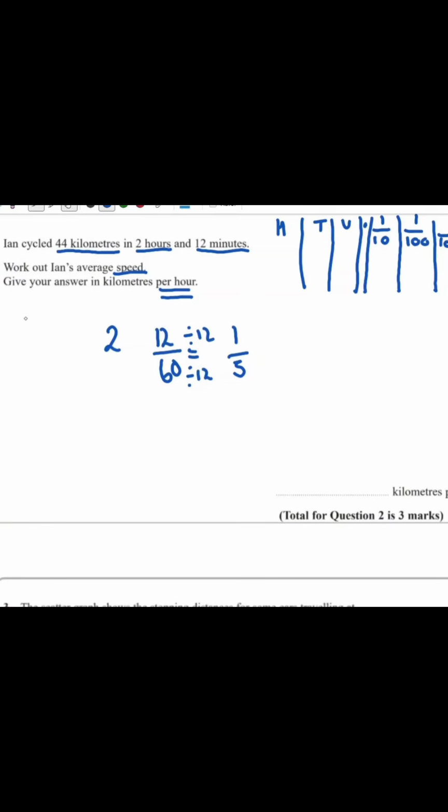So at the minute it's out of 5. I want it to be out of 10. So if I make that out of 10, I'm going to double it. So if I double the top as well, I get 2 tenths. So I've got 2 whole numbers, 2 hours, 2 units, and I've got 2 tenths. So that is 2.2 if you convert it into just hours.